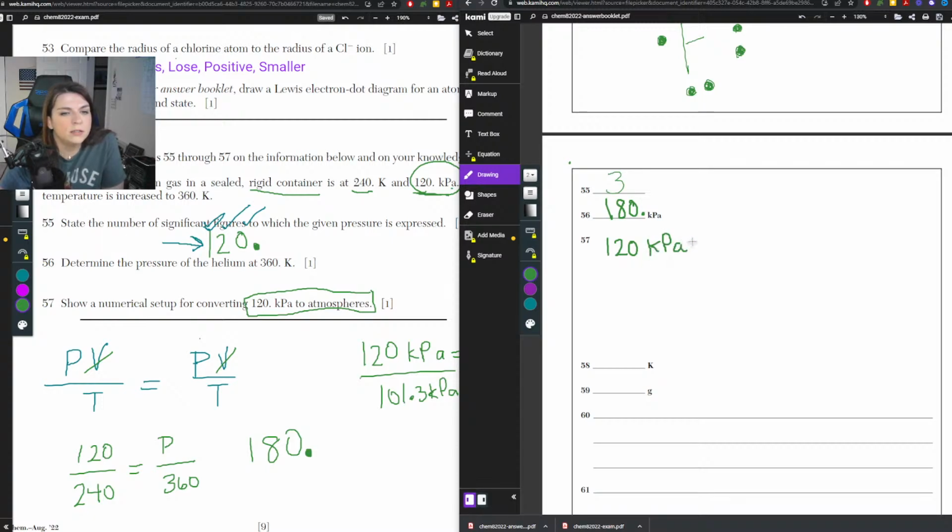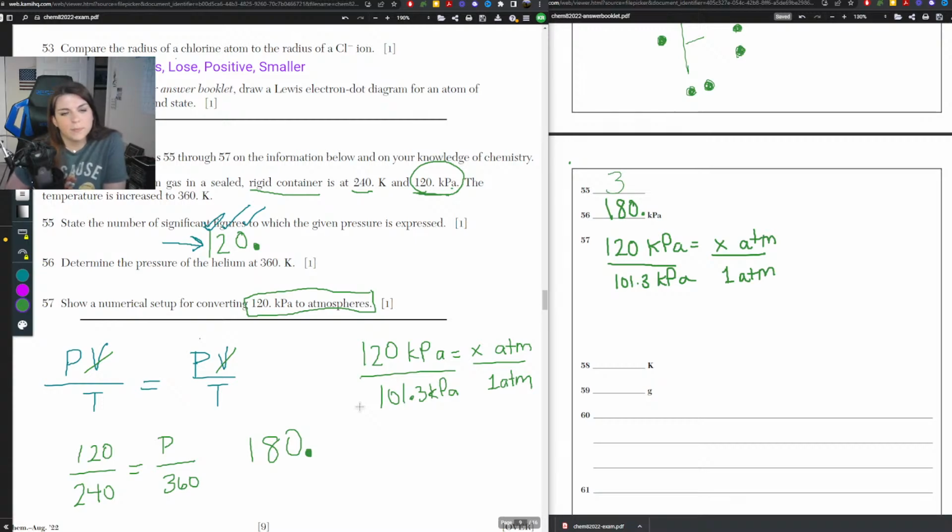120 kilopascals is equal to X atmospheres as 101.3 kilopascals is equal to 1 atmosphere. Any mathematical equivalent iteration of that answer is going to be correct. (120 over 101.3) would work. Whatever comes out equivalent.